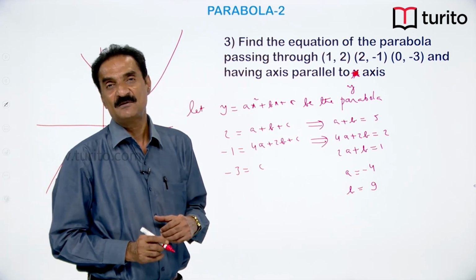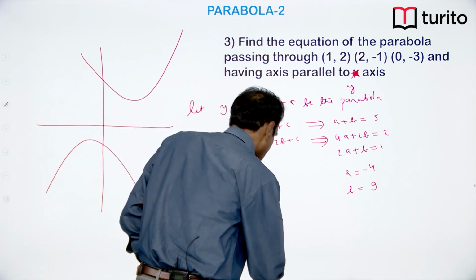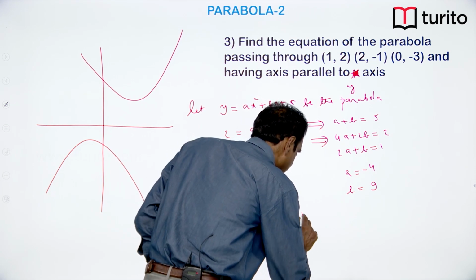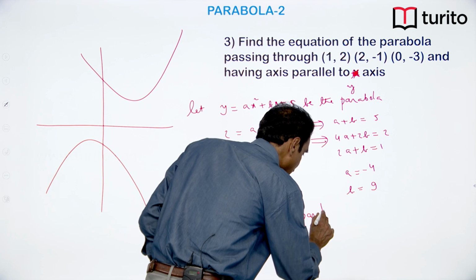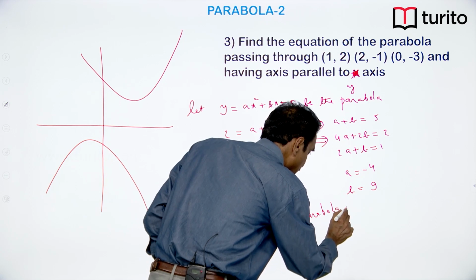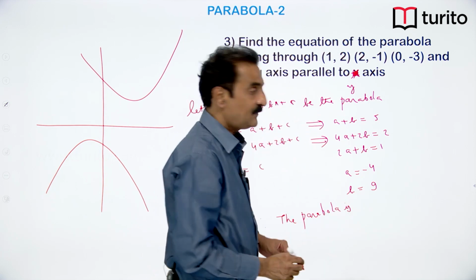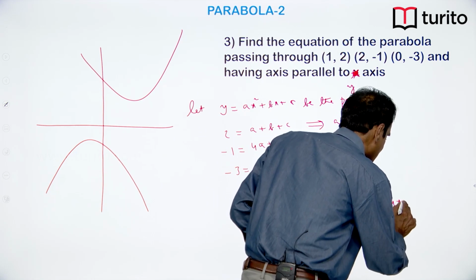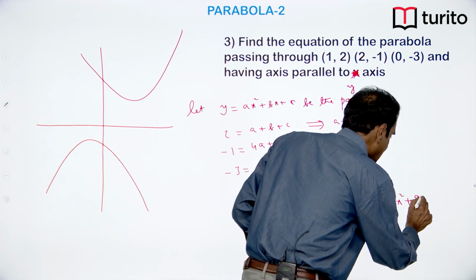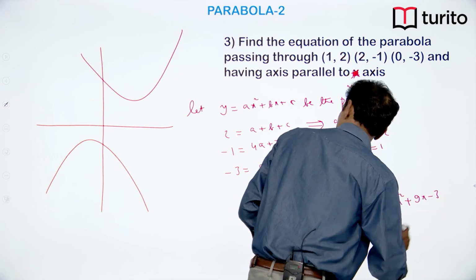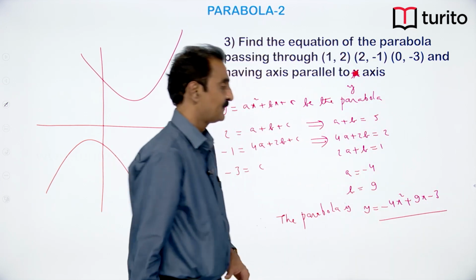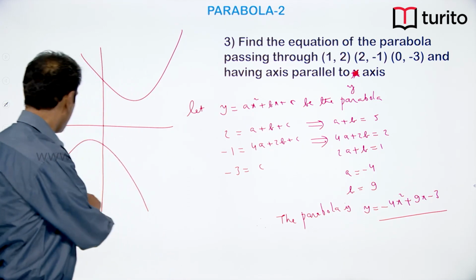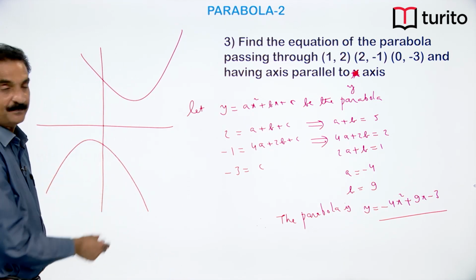So what is the equation of the parabola? Therefore, the parabola is y is equal to -4x square plus 9x minus 3. Okay. It is a downward parabola, parabola of this shape.